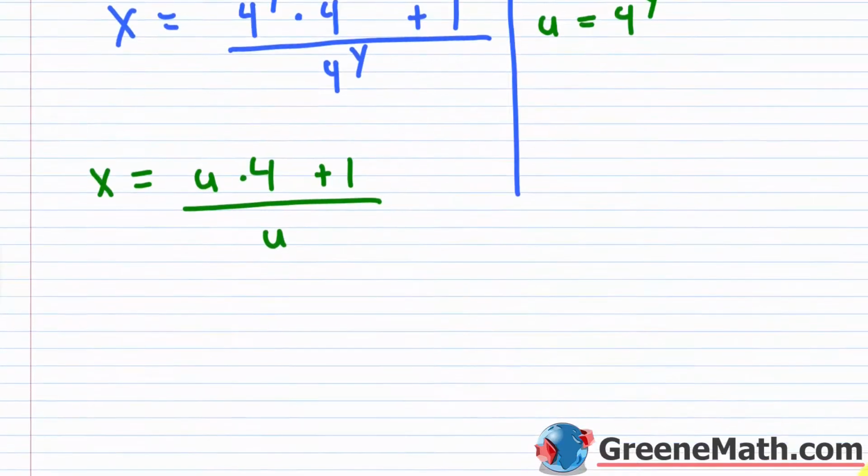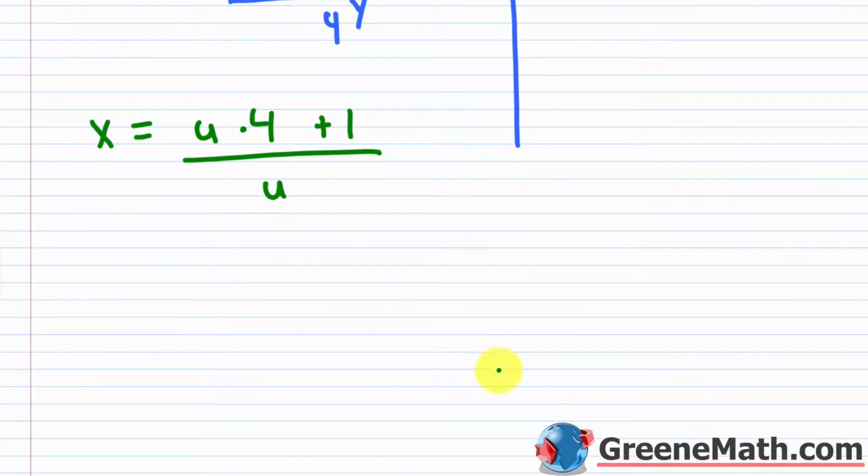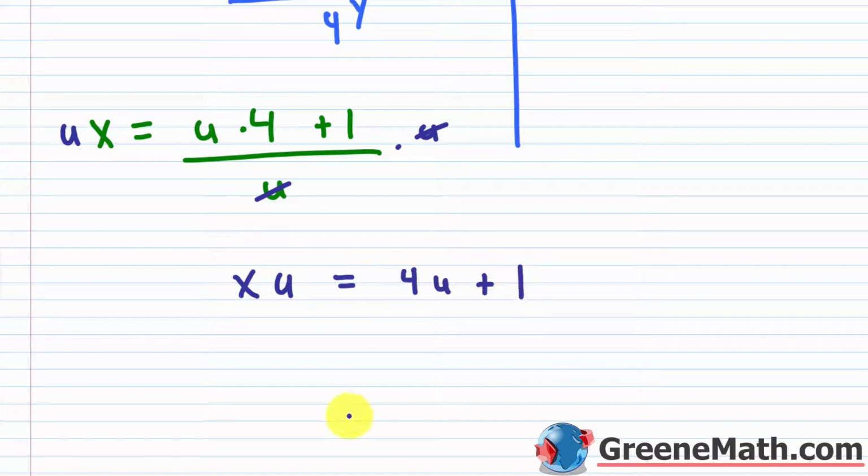So let's scroll down. And I'm just going to multiply both sides by u to get this thing started. And so I multiply by u over here and by u over here. This cancels. So you get xu or ux, however you want to think about that, is equal to 4u plus 1. Okay, if I want to solve for u, I got to get all the terms with u on one side. So let me subtract 4u away from both sides of the equation, and I'm going to run out of room.